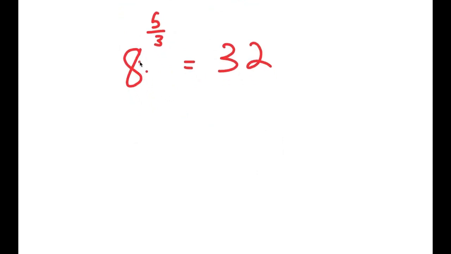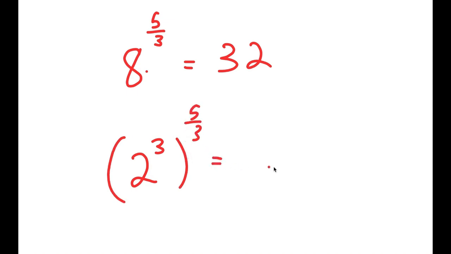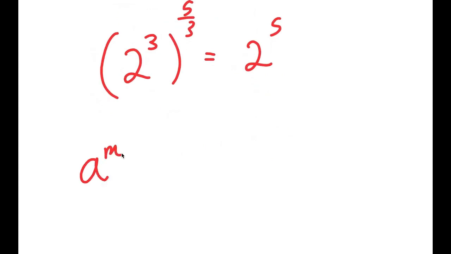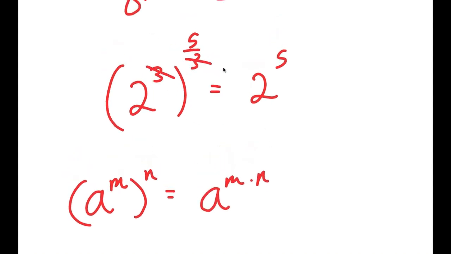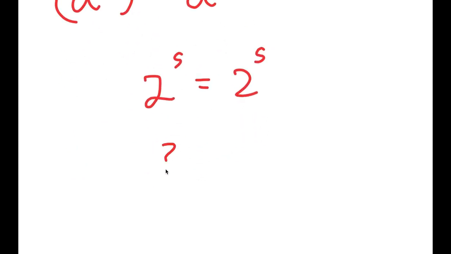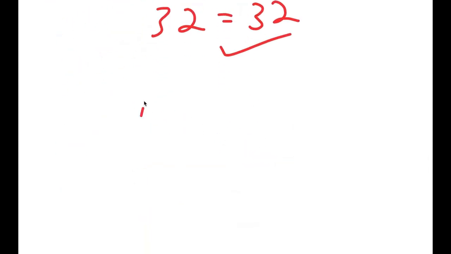Now, 8 is the same thing as 2 to the power of 3. So I get 2 to the power of 3 to the power of 5 over 3 is equal to 32, which is the same thing as 2 to the power of 5. And if I have something in the form a to the power of m to the power of n, this is equal to a to the power of m times n. So these two 3's cancel out, and I get 2 to the power of 5 is equal to 2 to the power of 5, or 32 is equal to 32. This is right.